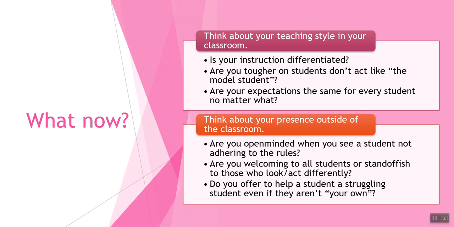And this is something that does not typically pop into teachers' heads. Are you open-minded when you see a student not adhering to rules in the halls or at recess? Do you automatically assume that they are trying to get into some type of trouble? Or is it that due to certain disabilities, they don't even realize that they are doing something that they shouldn't?